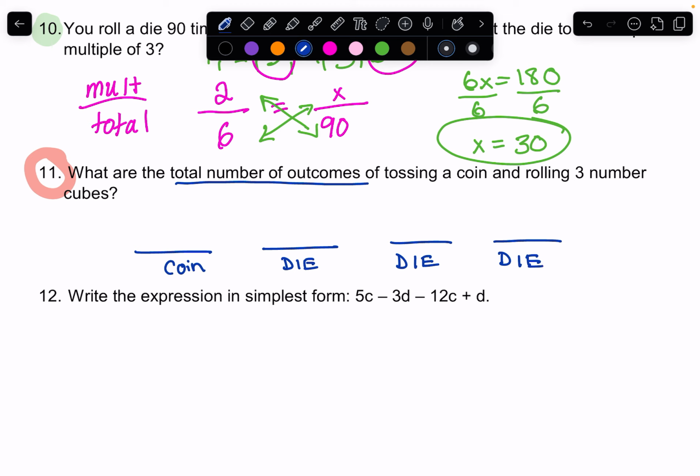How many outcomes are there when you toss a coin? 2. You can get heads or you can get tails. For a normal 6-sided die, there's 6 numbers. You roll it again, there's still 6 numbers. And you roll it a third time, and there's still 6 numbers. The counting principle says that if you want to find out the total different number of ways these experiments could go, you would multiply. So when you multiply these 4 numbers together, you get 432 outcomes.